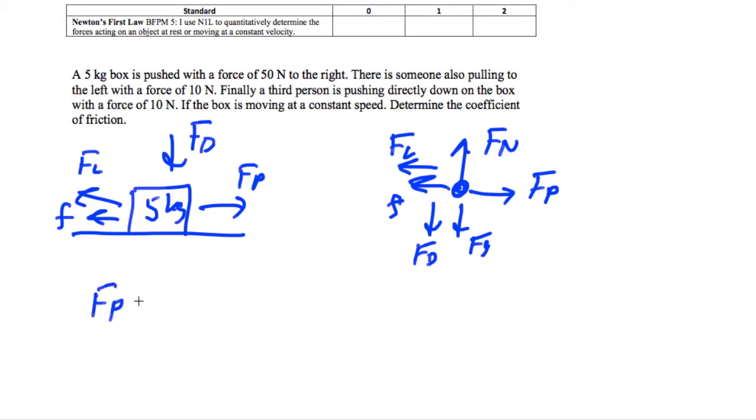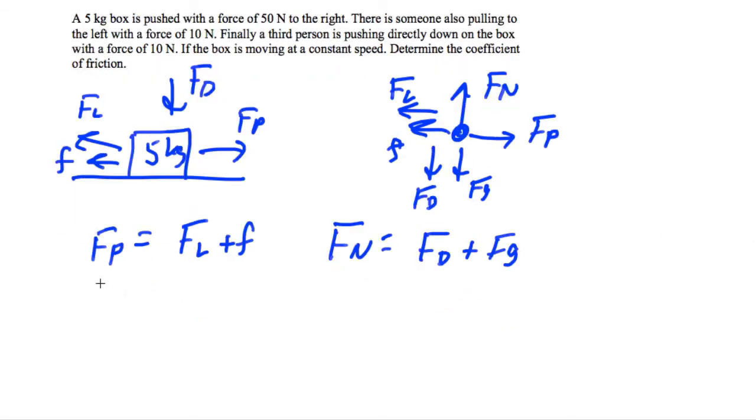So we're going to get the pulling force is balanced by the left force and the friction. And we're going to have the normal force is balanced by the downward force and the weight. So now we can go ahead and try to put in some numbers. I know that the 50 Newton force is the pushing force. I know there's a force to the left of 10, and I know that F is unknown. So I end up getting the friction force is 40 newtons. That's going to be useful later for getting the coefficient of friction.